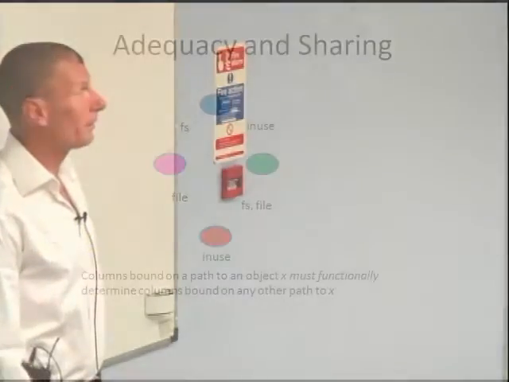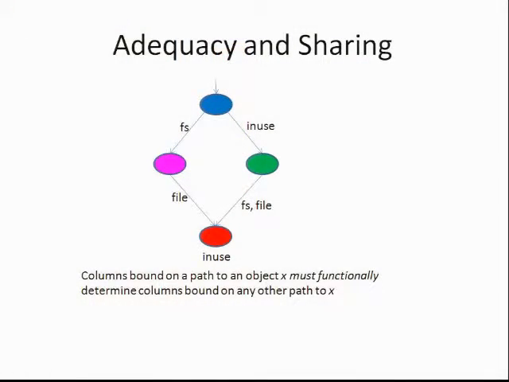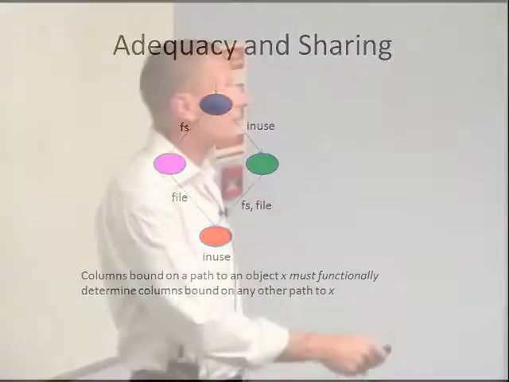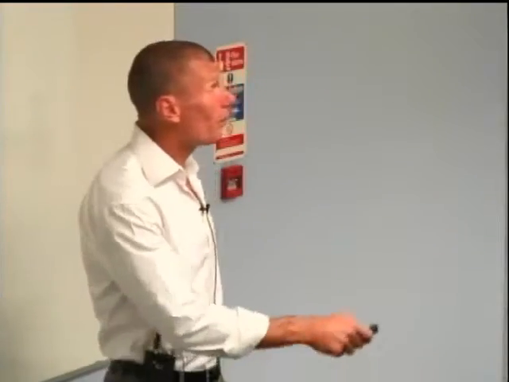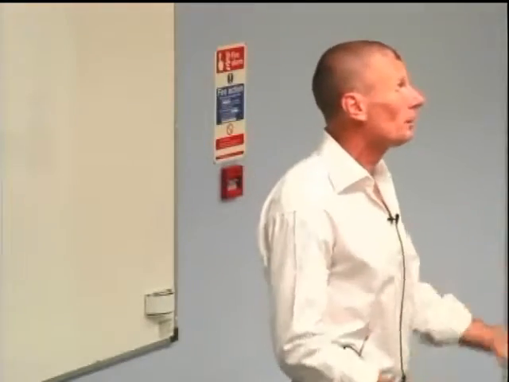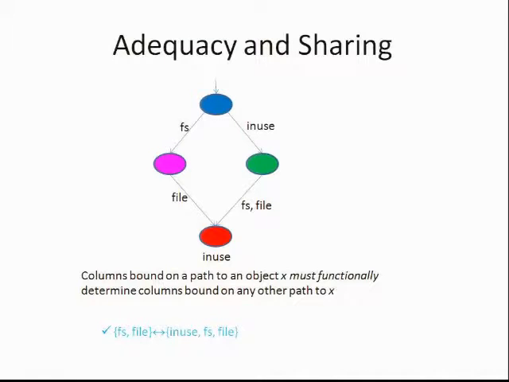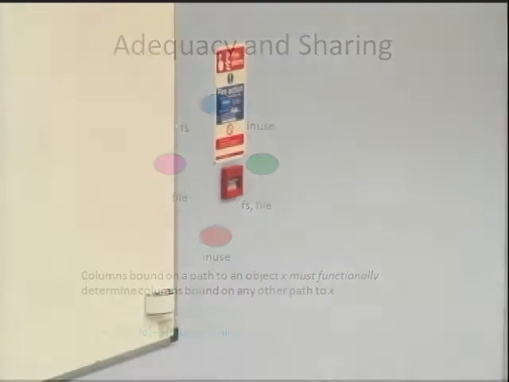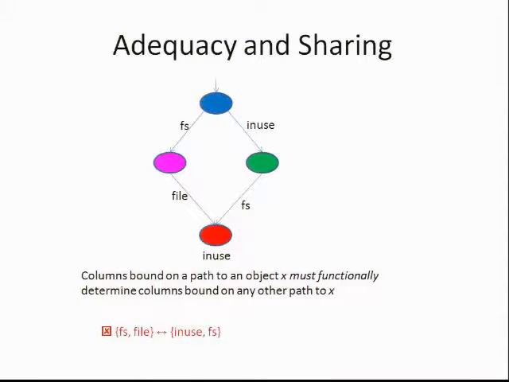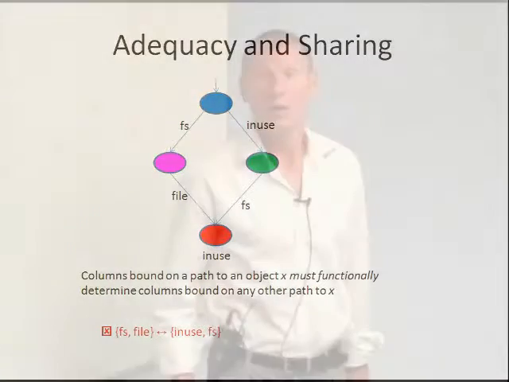So that is correct. Again, a more interesting case is the adequacy when there is sharing. You see that there are two paths in this directed acyclic graph, and in fact they are valid because these two paths determine each other. FS and file determine the in-use, and FS and file and in-use determine FS and file, because this is determined by the functional dependency. But of course, if you don't have the file system or the file here, then the system will complain, and it's always with respect to the given functional dependencies.